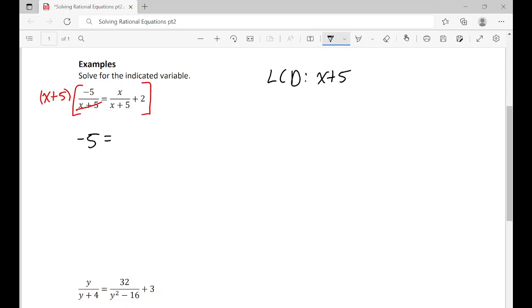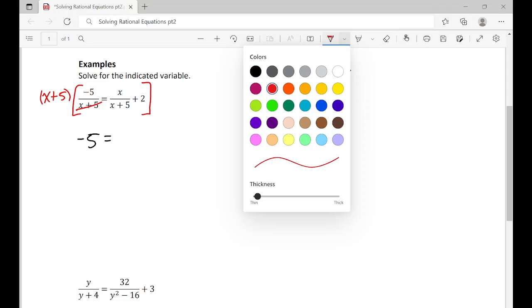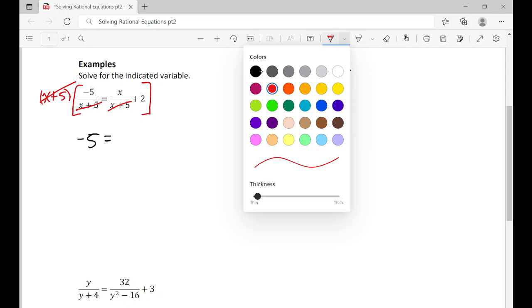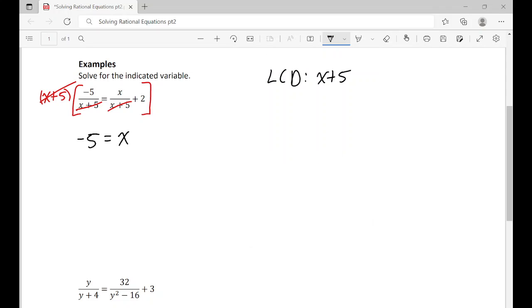Now I'm going to do it again. Again, this x plus 5 is going to cancel out with this x plus 5, so it cancels out, and I'm going to get just a plain x. And last, I'm going to multiply x plus 5 times 2. Since there is no denominator, it's just going to be 2 times x plus 5.